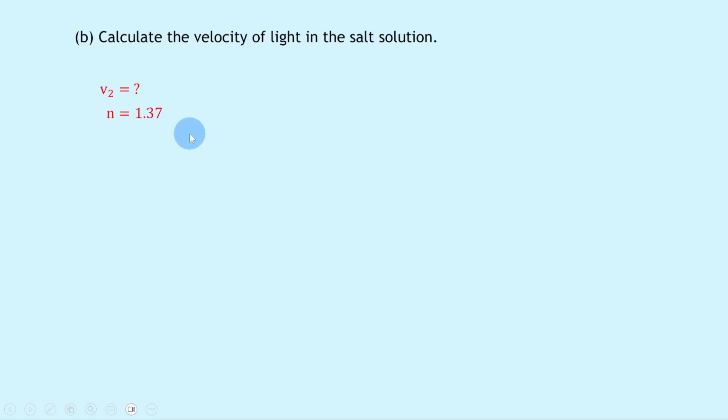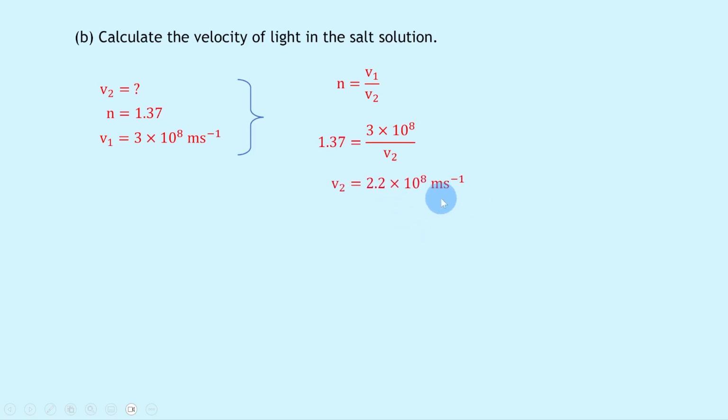We know that N is 1.37, which we just calculated in part A, and V1, the speed of light in air, is 3 times 10 to the 8 meters per second. So writing down our equation relating N, V1 and V2, we have N equals V1 over V2. Substituting in the numbers gives 1.37 equals 3 times 10 to the 8 divided by V2, and then cross multiplying or swapping V2 and 1.37 round, we get 3 times 10 to the 8 divided by 1.37. Putting that into your calculator will give us a value for V2 of 2.2 times 10 to the 8 meters per second.